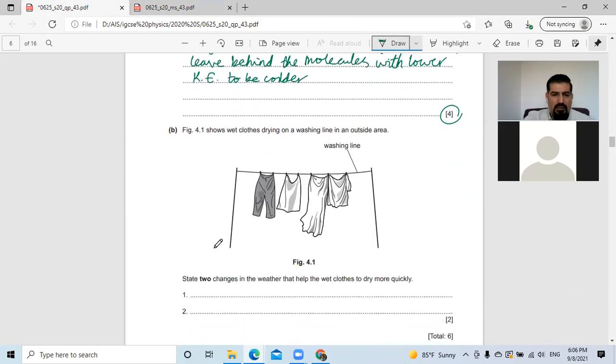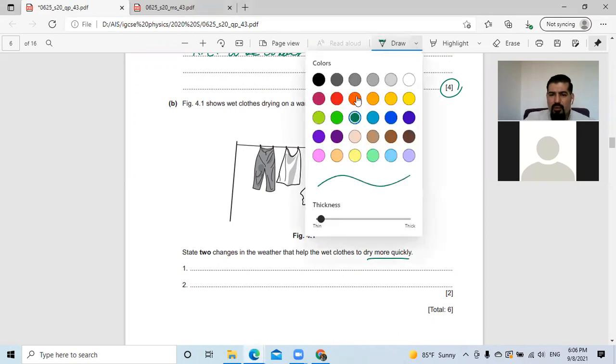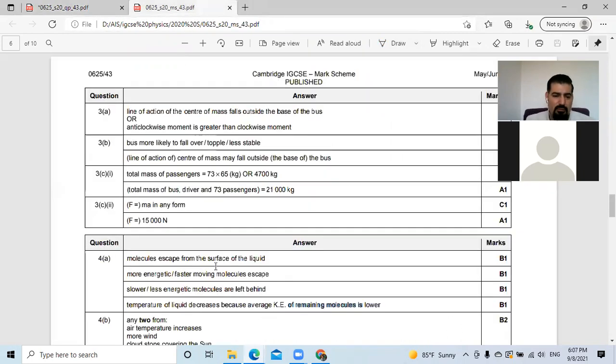Okay, next. The figure shows a wet cloth drying on the washing line in the outside area. State two changes in the weather that can help the wet clothes to dry more quickly. How can we make it dry more quickly? Two changes in the weather. You can see that they are already on a large surface area, but I'm not talking about the surface area of the cloth. I'm talking about the weather.